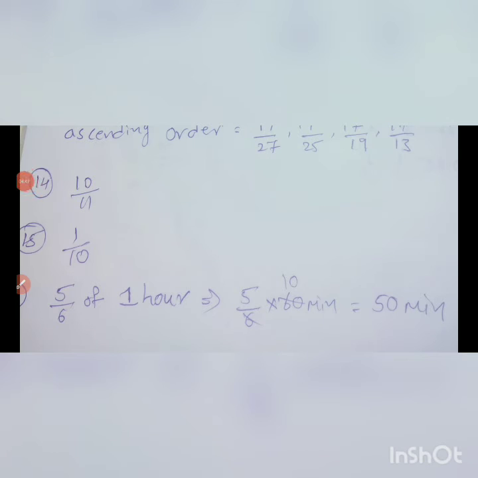Next, 5 by 6 of an hour is equal to 5 by 6 of 1 hour. That means 5 by 6 into 1 hour, which equals 60 minutes. I'm converting hour into minutes. That's why 5 by 6 into 60 minutes. 6 ones are 6, 6 tens are 60. So 5 into 10, 50. So 5 by 6 of an hour equals 50 minutes.